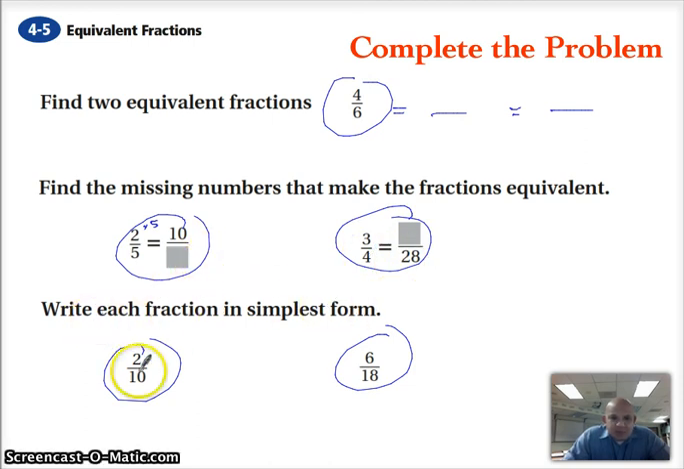Write each fraction in simplest form. Again, there are two methods that you could use to get it down to its basic form, where the greatest common factor of the numerator and denominator is just 1. Go ahead and attempt those, and we'll see you in class.